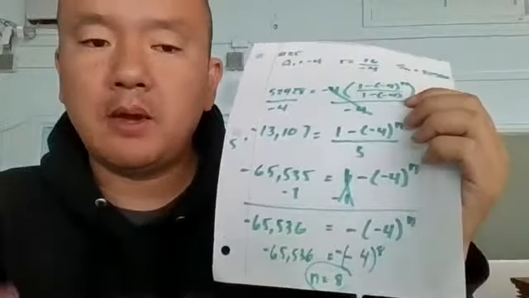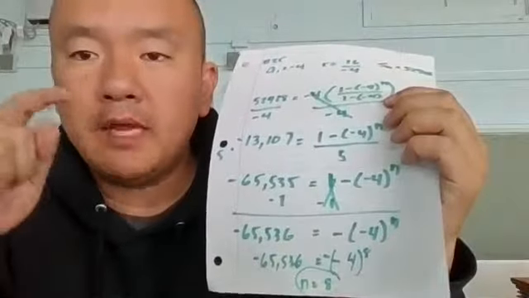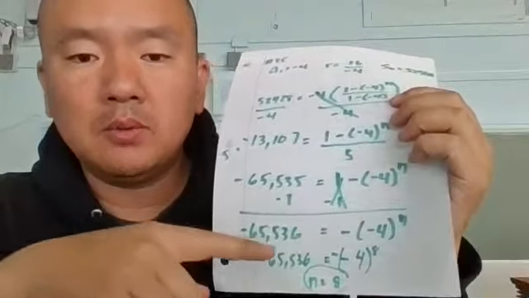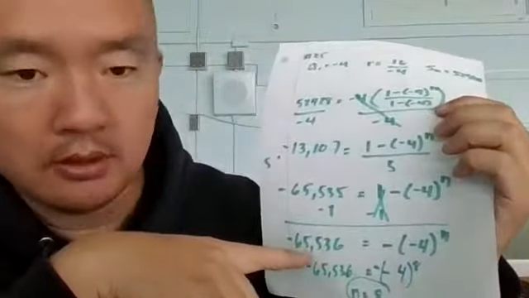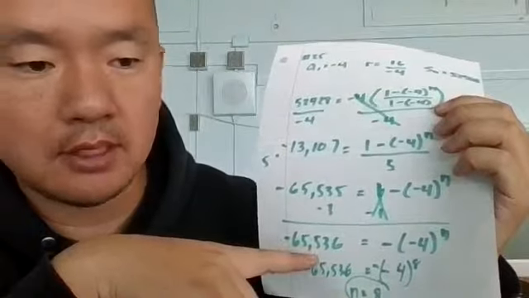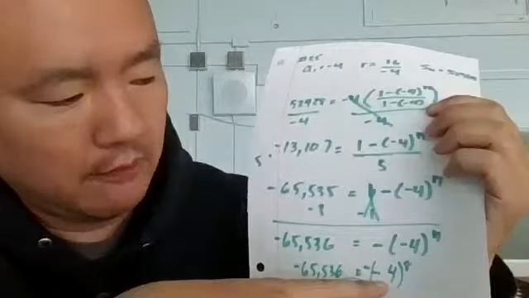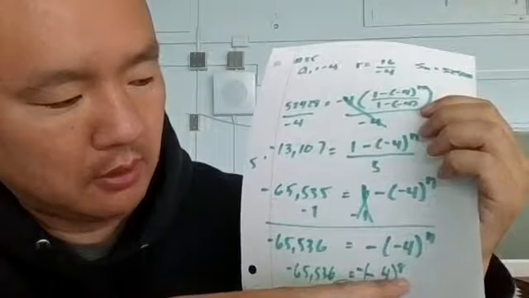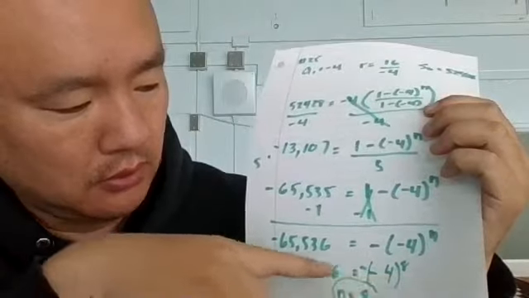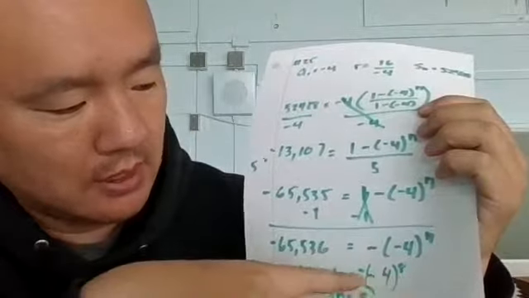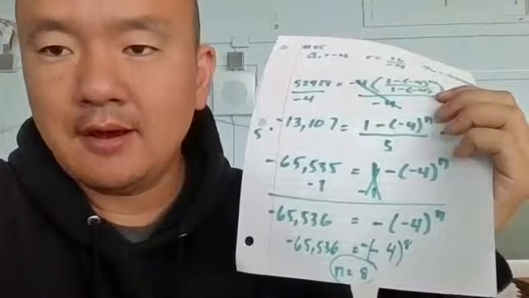Now you have to think about what power of -4 equals this number right here. You should probably use a calculator for that. I found that -4 to the 8th power, times the negative, will equal this number right here. So n is equal to 8. All right, hope this helped. I'll see you later. Bye.